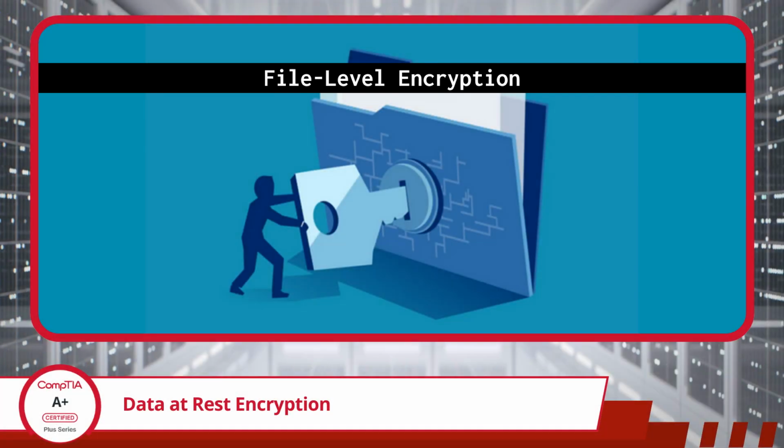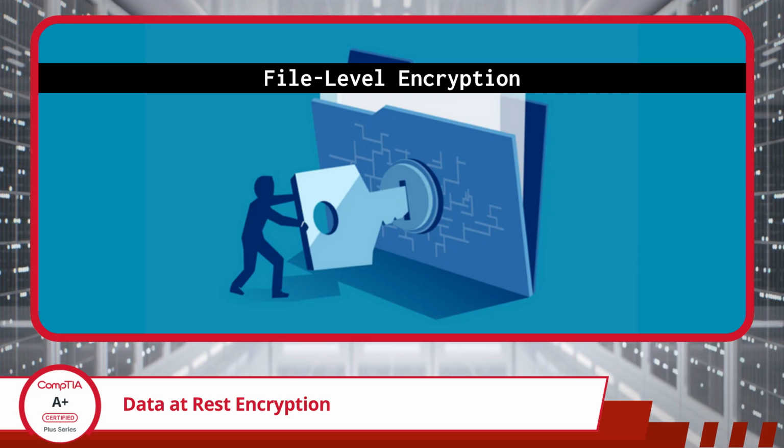The first type of data at rest encryption we will discuss is file-level encryption. Additionally referred to as file-based encryption or file and folder encryption, this method is distinct in its approach to data protection. Instead of encrypting an entire storage medium or device, file-level encryption zeroes in on individual files or directories, encrypting them directly through the file system.